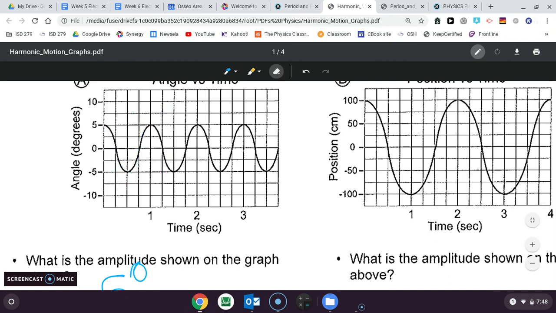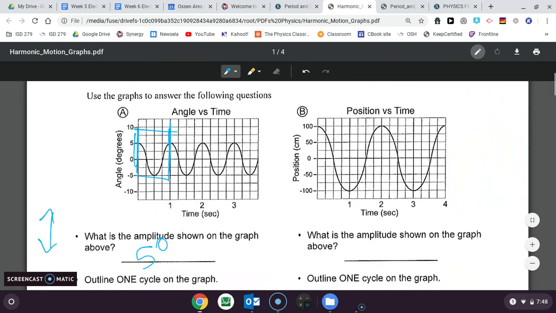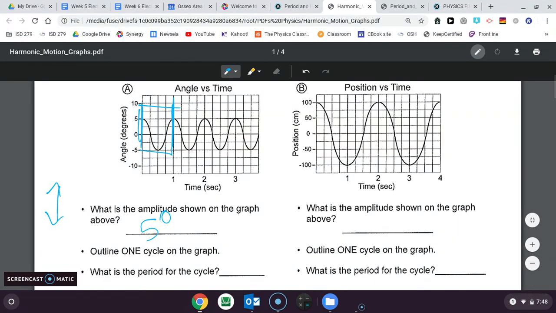The reason I point out that there's multiple ways is because sometimes there's an easier spot and a harder spot. In this one, it would be very easy to just go, oh, starts here, ends here, here's my cycle. So that's number 2, outline one cycle. And then it says, what's the period? Oh, well, it started at 0, it went to 1. So the period of this one is 1 second.